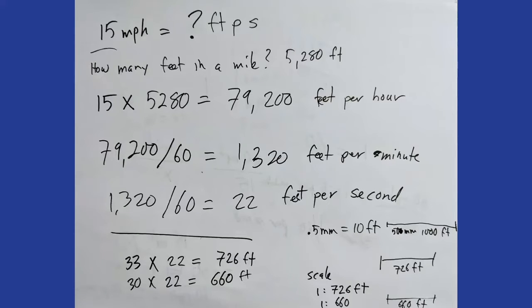The next thing I had to do was figure out how many feet per second I was going if I was going 15 miles an hour. So I multiplied 15 miles an hour times 5,280, which is how many feet are in a mile. So I was going 79,200 feet per hour. Divide that by 60 to know how many feet per minute, and then divide it by 60 again to figure out that at 15 miles an hour I was traveling 22 feet per second. That's how I started figuring out my scale. For every second I traveled, I went 22 feet.